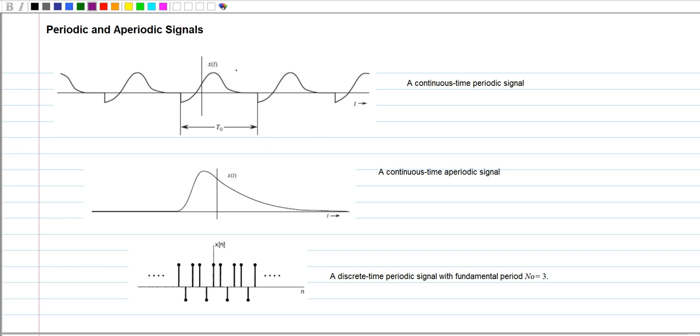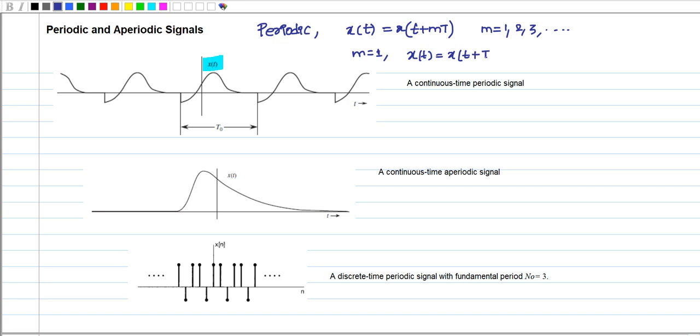Let's discuss periodic signal. I can say a signal is a periodic signal if the signal x of t satisfies the condition x of t plus m into T, where m equal to 1, 2, 3, etc. Let us consider the signal x of t and we take m equal to 1, then what I will get is x of t is equal to x of t plus capital T.